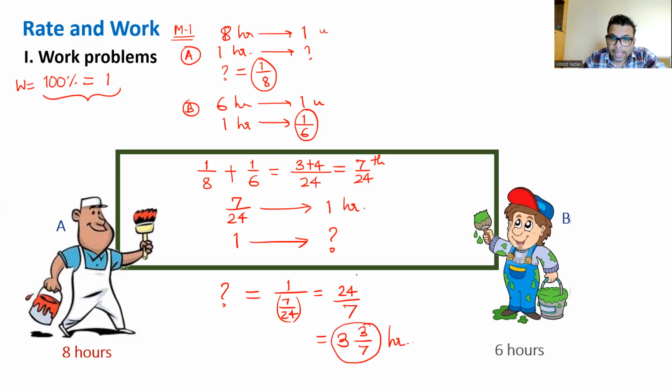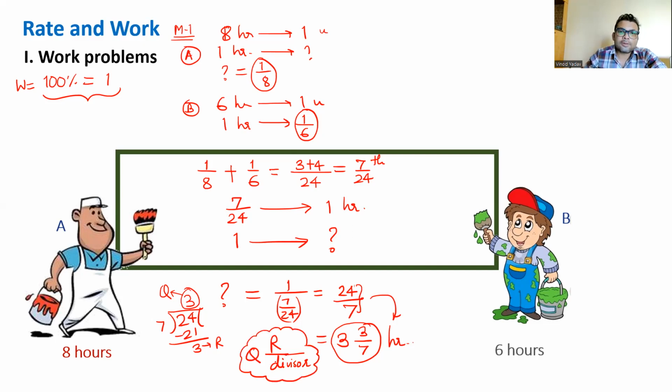How do we convert an improper fraction into a mixed fraction? Look, 24 divided by 7. 7 threes are 21, so the quotient is 3 and the remainder is 3. So this is the quotient, this is the remainder, of course. We write in this format: quotient, then remainder upon divisor. This is the way we write a mixed fraction. All right, so 3 and 3 by 7 of an hour. This will be the exact time in which the job will be done.